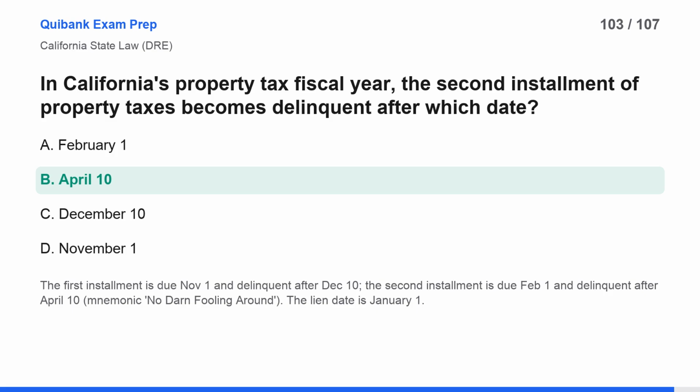The first installment is due Nov 1 and delinquent after Dec 10. The second installment is due Feb 1 and delinquent after April 10, mnemonic: no darn fooling around.